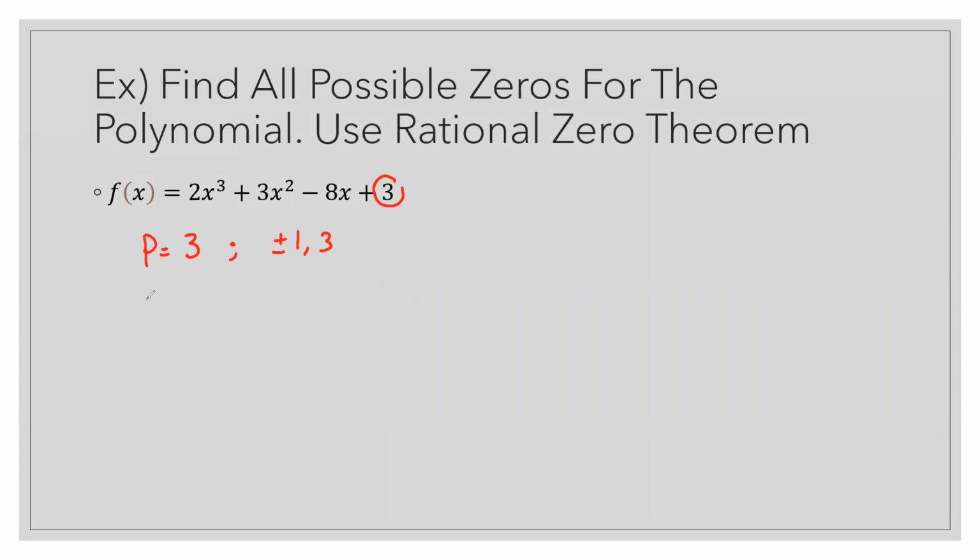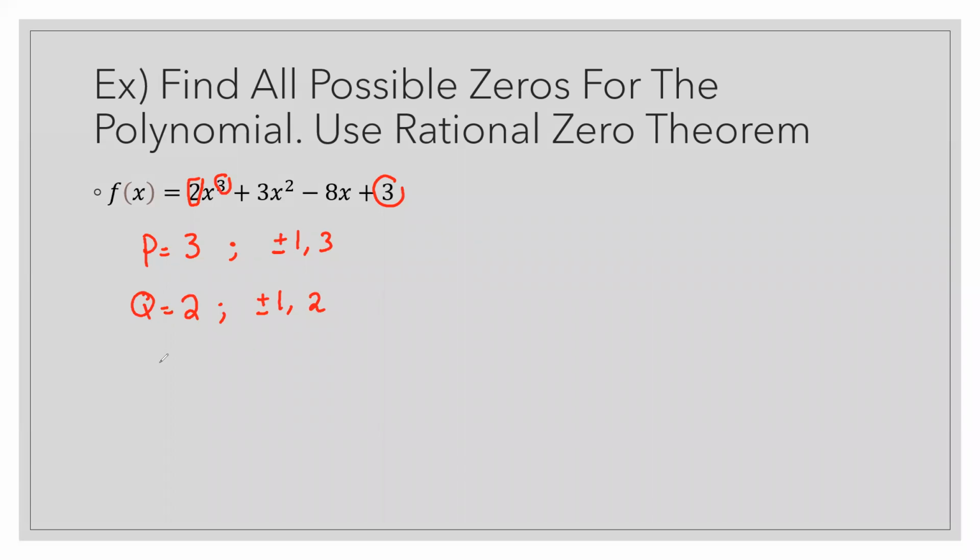Okay. And then what would be your q? Your q would be 2. And the reason why it's 2, it's the coefficient of the highest power. So our highest power is 3, but the coefficient, or the number in front of x cubed, is 2. Okay. So what are all the factors of 2? 1 and 2, right? That's all the factors that make up 2. We're going to use positive and negative, so we're going to do plus or minus, right?